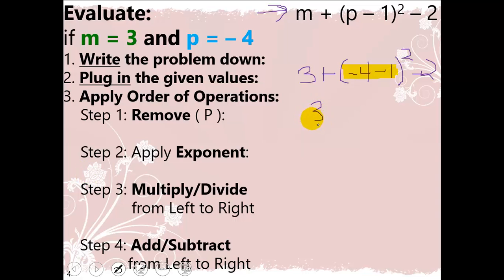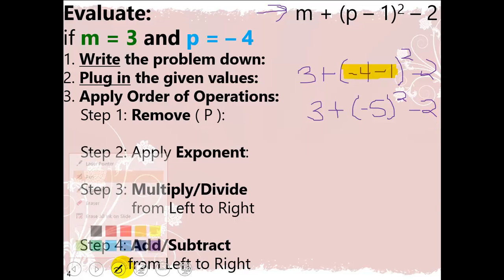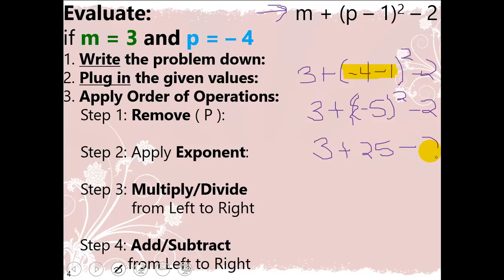All right? So I have 3 plus -5 squared minus 2. This set of parentheses right here, and right here, is different than this set of parentheses. This one right here is telling you to square both the 5 and the negative. Negative times a negative is a positive. So we're going to do 3 plus 25 minus 2. All I did was apply this exponent right here. I applied the exponent.